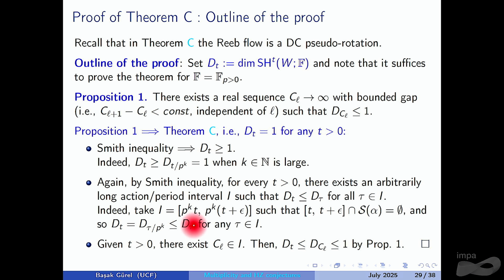So tau is in I, tau over p to the k will be here, and if k is big enough, these dimensions will be equal, basically. Again, everything coming from the interior. And to conclude, this is a bounded sequence, so if you give me a t, I can find the c_L's exactly entering this arbitrarily long interval I, and there you go, basically. Greater or equal to 1, less or equal to 1, equal to 1.